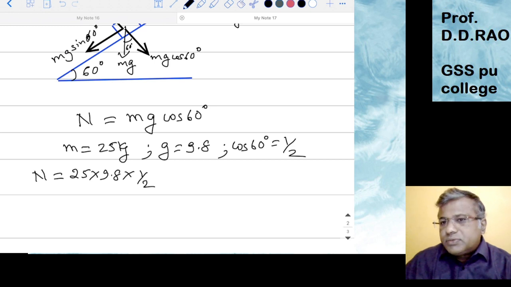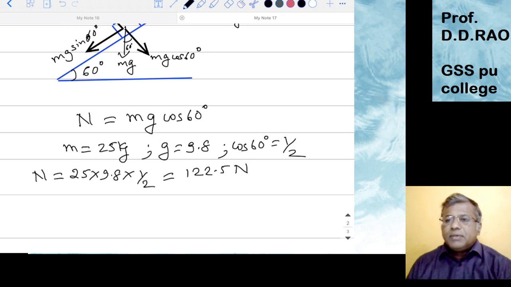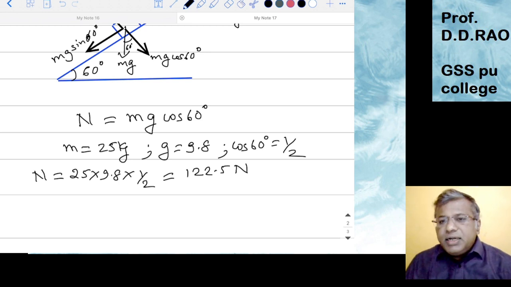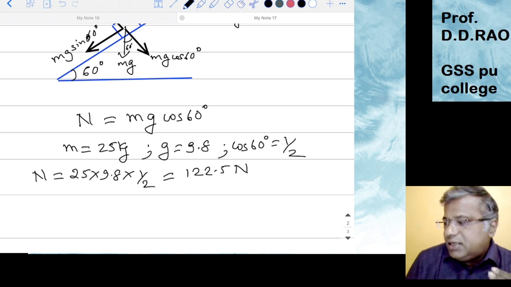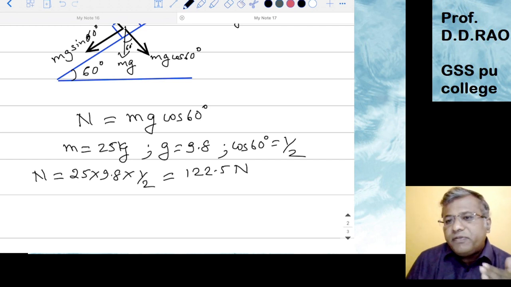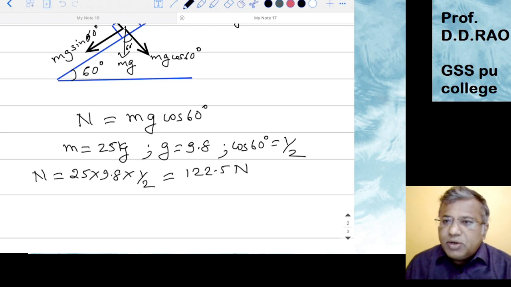So this value comes out to be 122.5 Newton. So the normal reaction in an inclined plane is 122.5 Newton. That is how we can calculate. Let us take one more calculation.